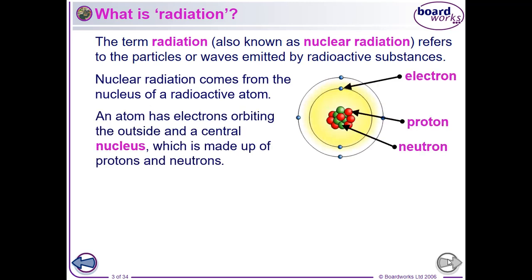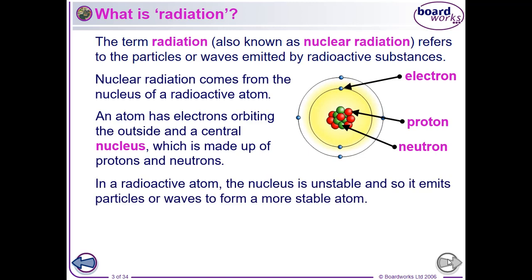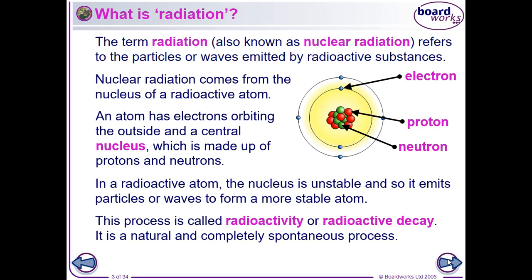Now, we've got the atom, and we've seen already, with the protons, neutrons in the middle, electrons on the outside. So in a radioactive atom, or a sample of radioactive material, or radioactive isotope, because it's usually only certain isotopes of an element that are radioactive, this nucleus is unstable to a certain degree, and it will give out particles or waves to become a more stable atom, and this is called radioactive decay or radioactivity.